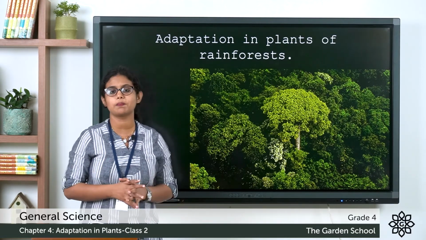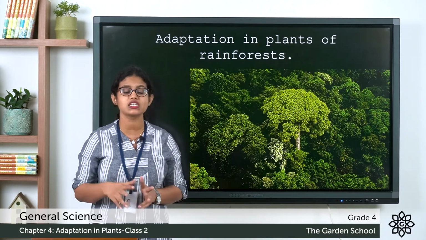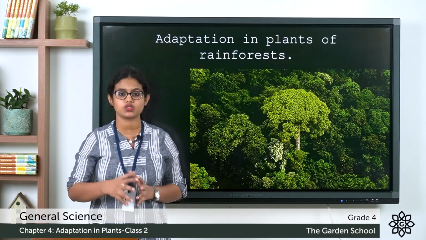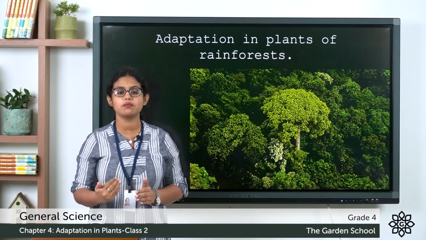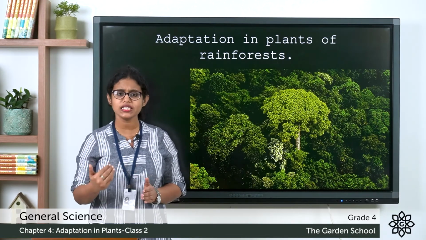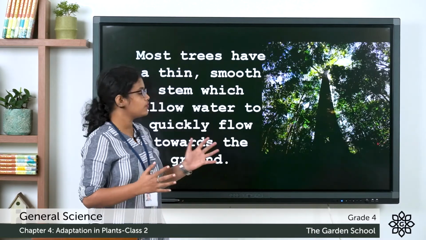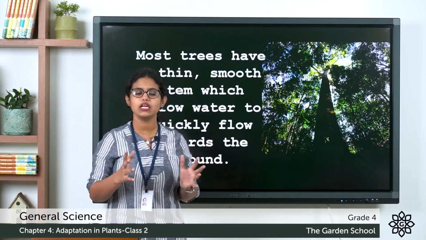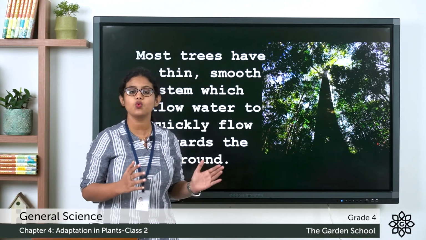So what about the plants growing in rainforest? The plants growing in the rainforest have some special characteristics that help them to adapt to the wet condition. So let's see what these special features are. The first thing is their stem. Most of these trees have thin and smooth stem.